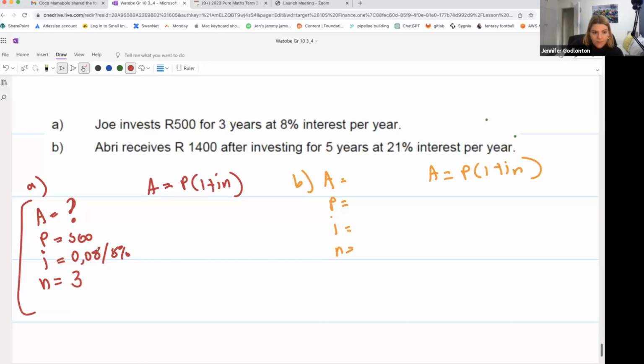Then we will say A is equal to 500, open brackets, 1 plus 0.08 times 3. Then our A is 620. Beautiful. Don't forget your rand sign because it's money, but 100%. Nice job.